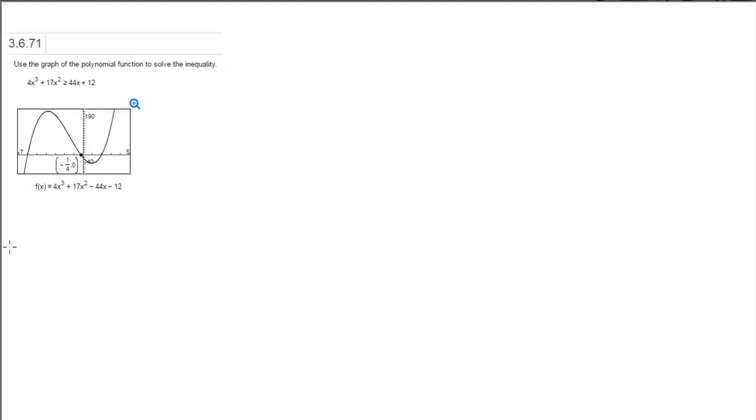This question came in. Use the graph of the polynomial function to solve the inequality. The inequality that we have is 4x cubed plus 17x squared is greater than or equal to 44x plus 12. And you'll notice that down here we have f of x equals 4x cubed plus 17x squared minus 44x minus 12. So that's our cue that we want to get this equal to 0, and we're going to do that by subtracting 44x and subtracting 12 from both sides.